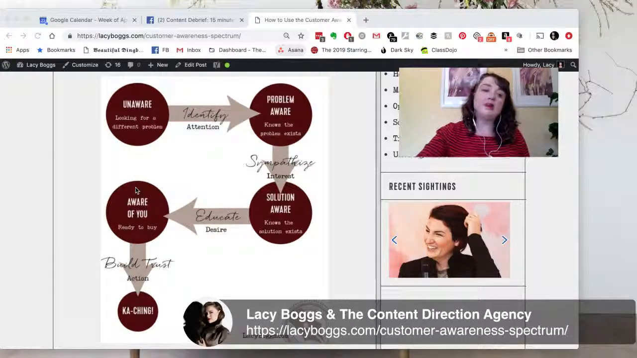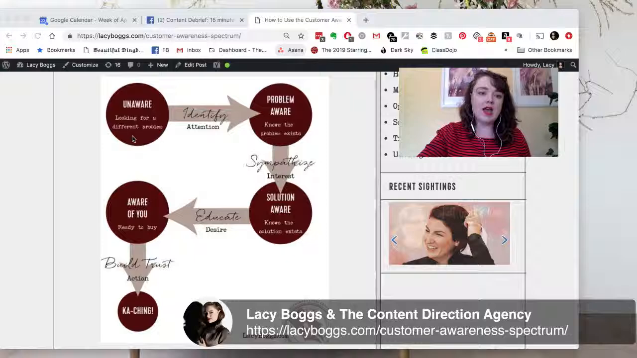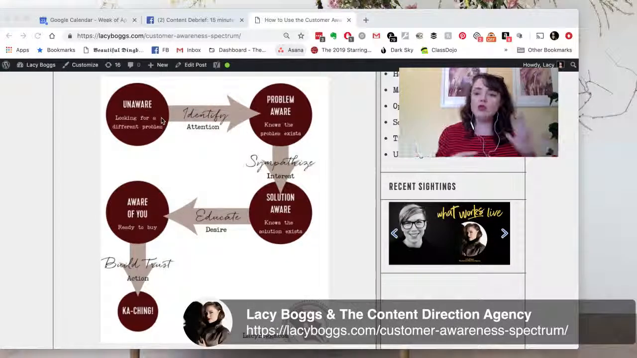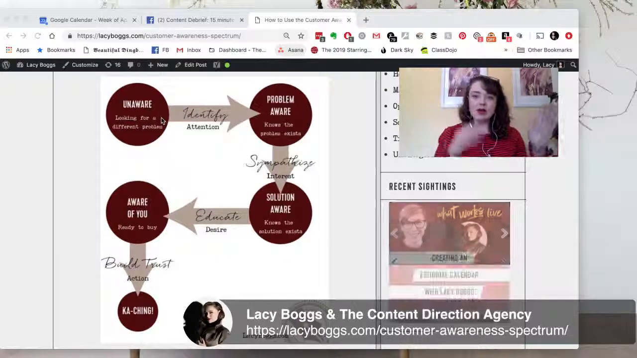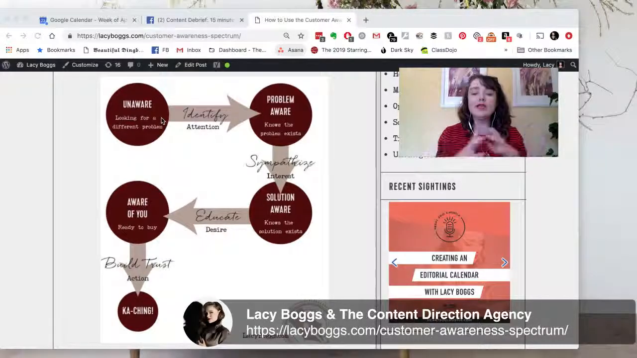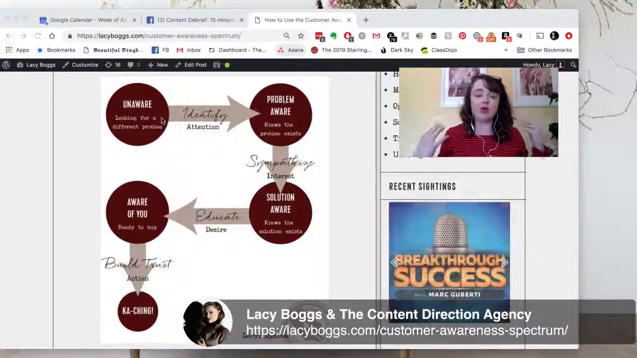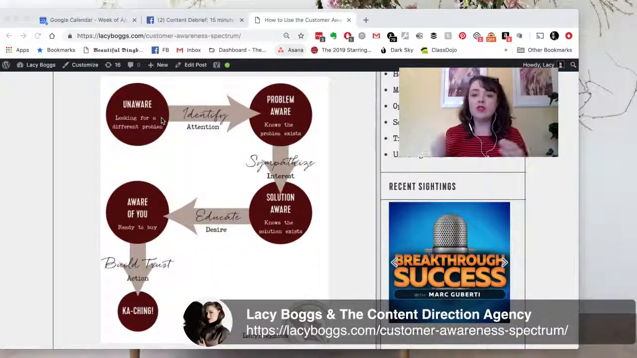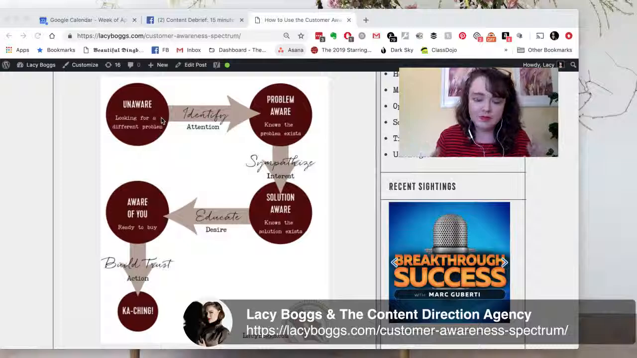And then some people are going to come way up here and have no idea what you do, who you are, what you sell, etc. And so what happens between unaware and aware of you or ready to buy is that you have to do some educating, right? And that's what content marketing is all about. It's about moving people along this customer awareness spectrum.